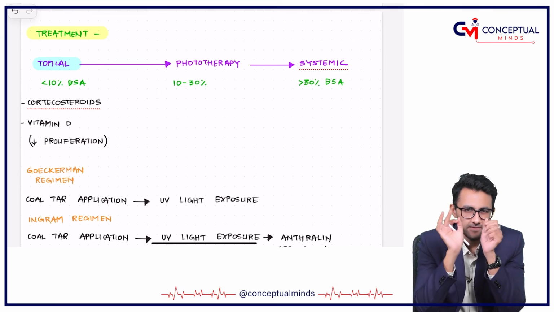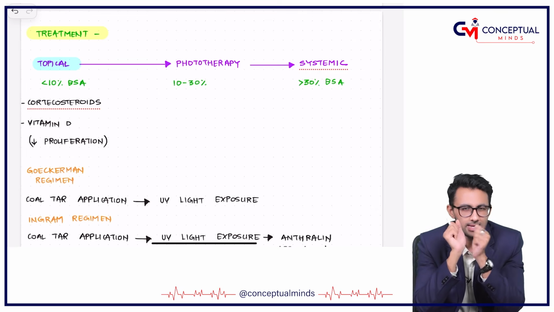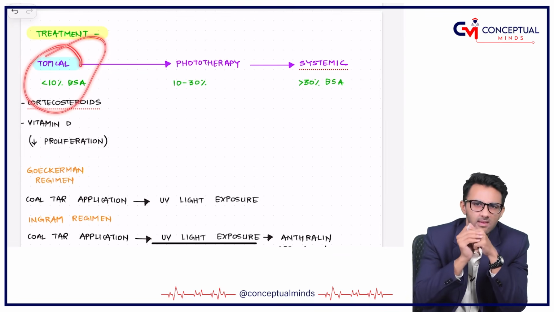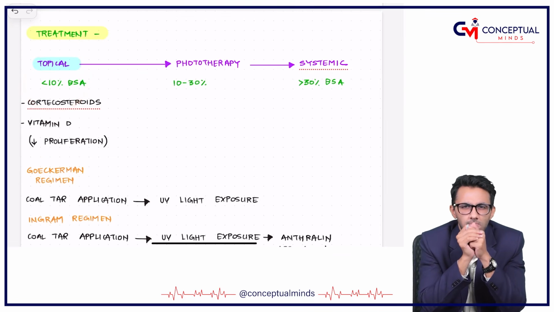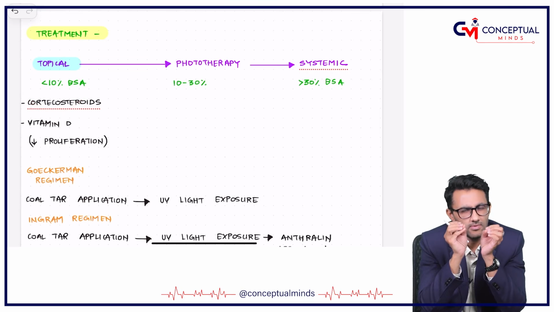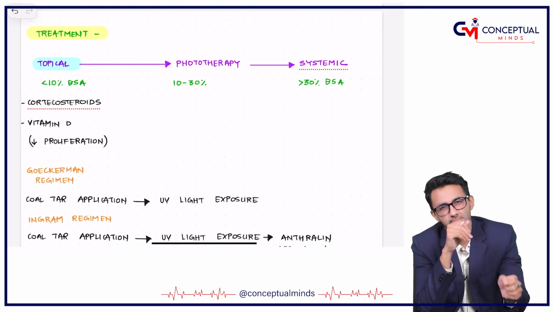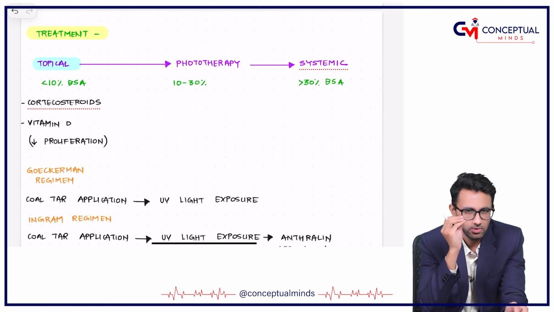If you see a body surface area less than 10%, topical. That is the first one. Any patient who has 10 to 30% involvement, phototherapy. More than 30%, systemic. I hope you can now think by yourself: when you see your patient, how would you decide the course of your treatment? Let us continue with individual parts.